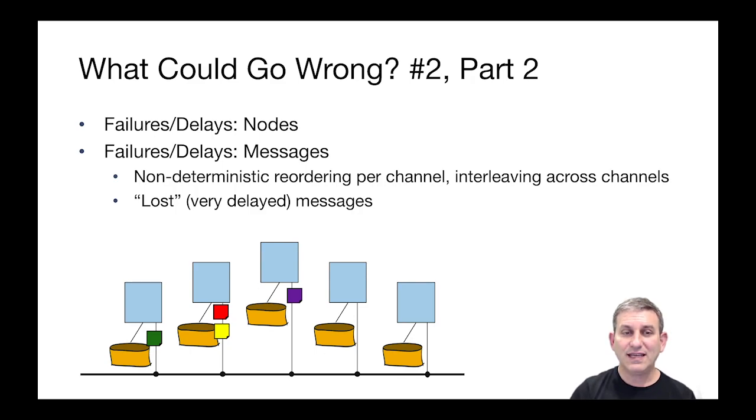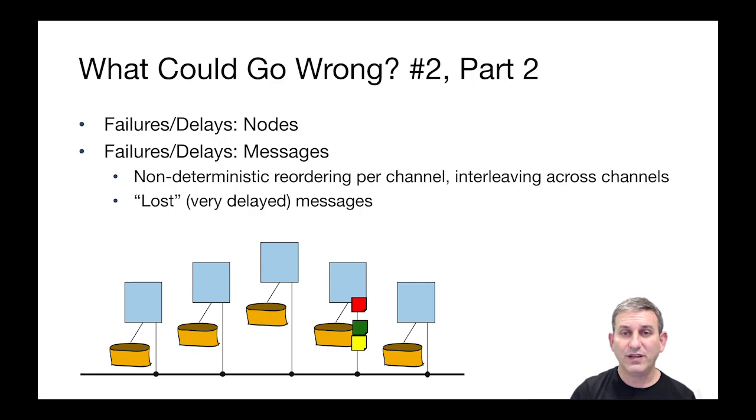When they actually get sent, something like this could happen. The red message might race off and be the first one, even though it was supposed to come after the yellow message. It was sent after the yellow message. But the yellow message, for some reason, was delayed. Meanwhile, that green message from the first node got interleaved in between the two messages from the second node. Maybe that's okay, maybe it's not. And the purple message was simply lost. It went away.